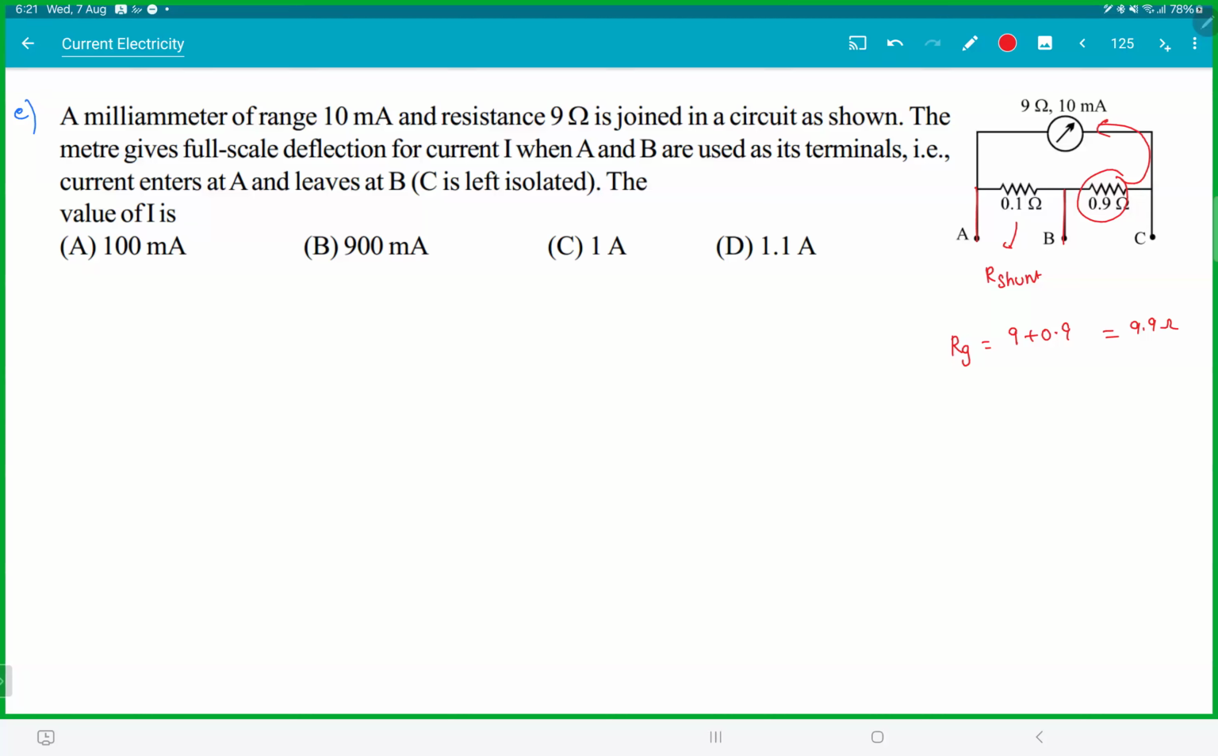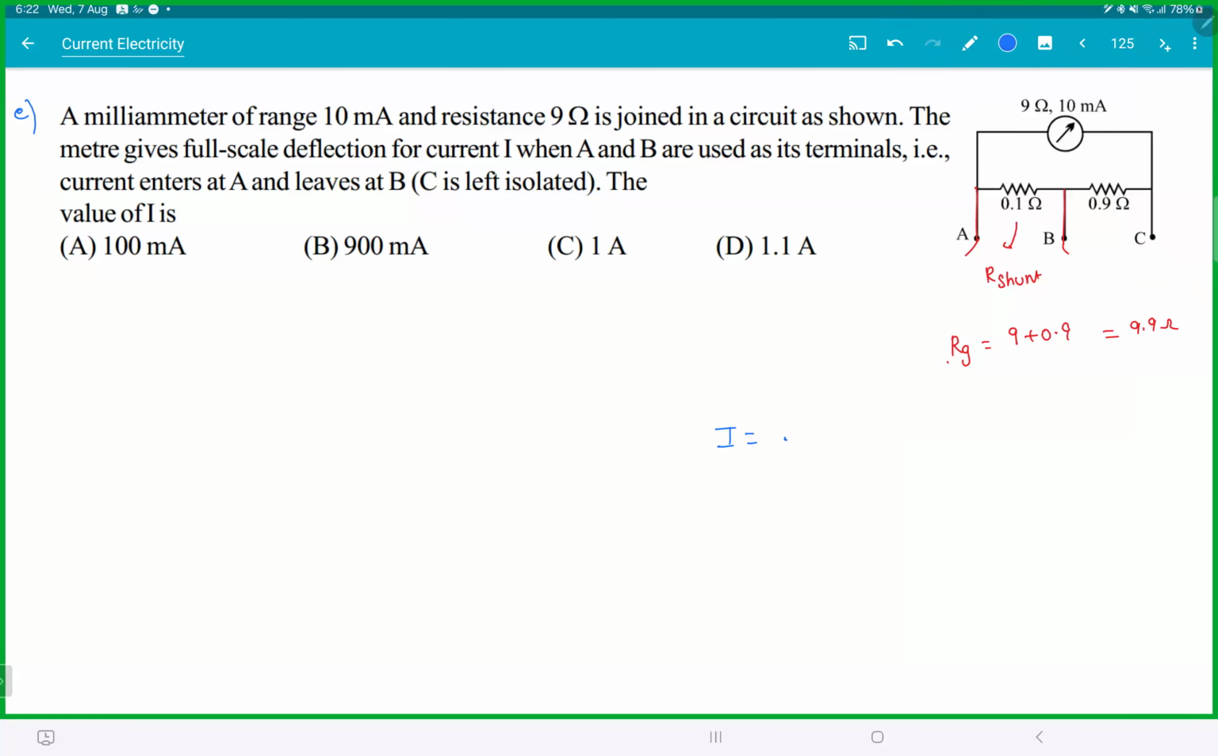Is that making sense? Suppose if I connect the circuit between A and C, then can you tell me what is R shunt and what is Rg? If you connect between A and C, then R shunt is what? This, na? 1. Rg would be 9. You're getting it? So depending on what terminals you're choosing, Rg and R shunt can change. So anyways, in our question, it is given A and C. So then it is done straightforward.